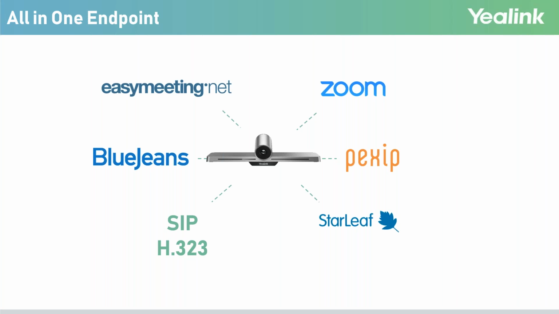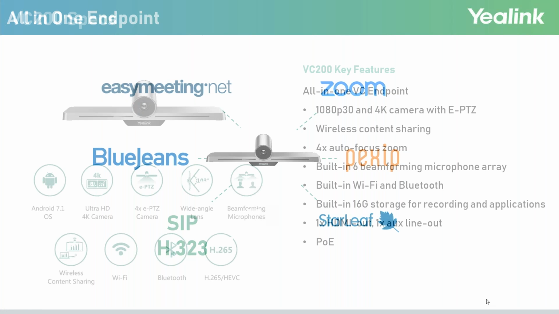The VC200 has that flexibility to work with a multitude of different solutions when it comes to the service and connection component of video conferencing. We'll talk about some of the specifics around that, but that's the reason why the VC200 is considered an all-in-one endpoint, because it does have that flexibility to work with a variety of different platforms and a variety of different methods.